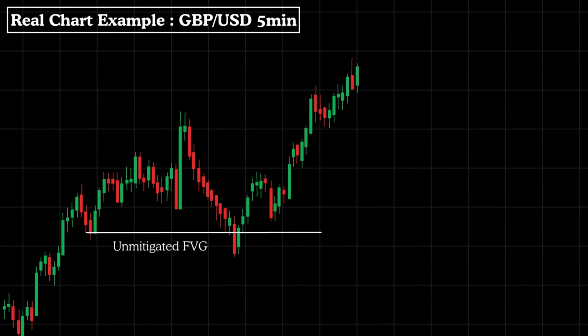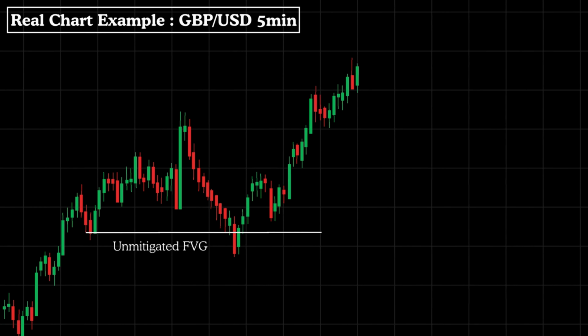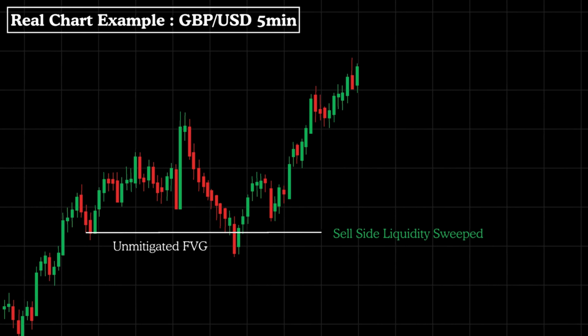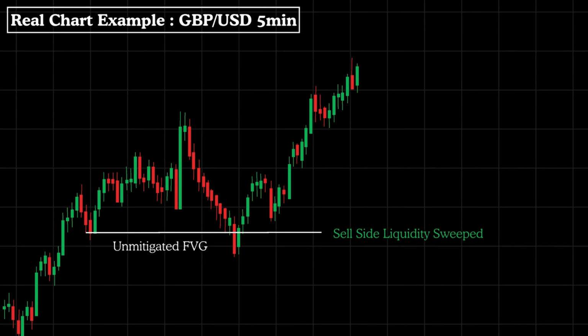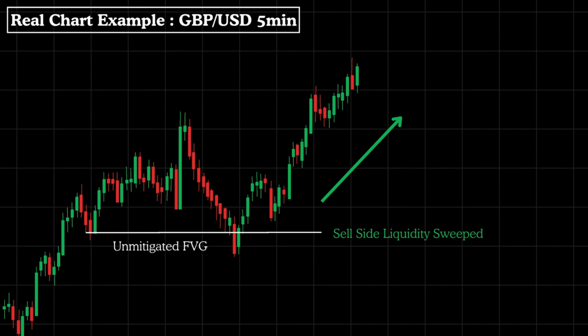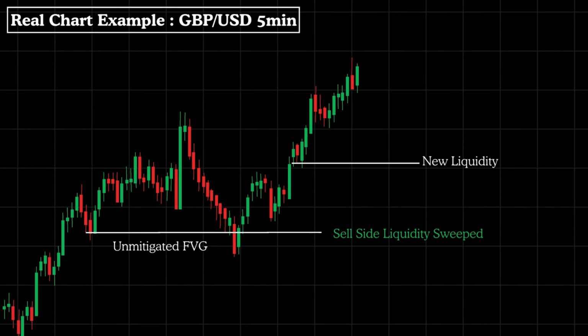This dip does two things at once. It sweeps sell-side liquidity and mitigates the fair value gap. Right after this confluence, price bounces hard and continues the main uptrend. Zoom in and you'll see a new liquidity pool building just above a freshly formed fair value gap.